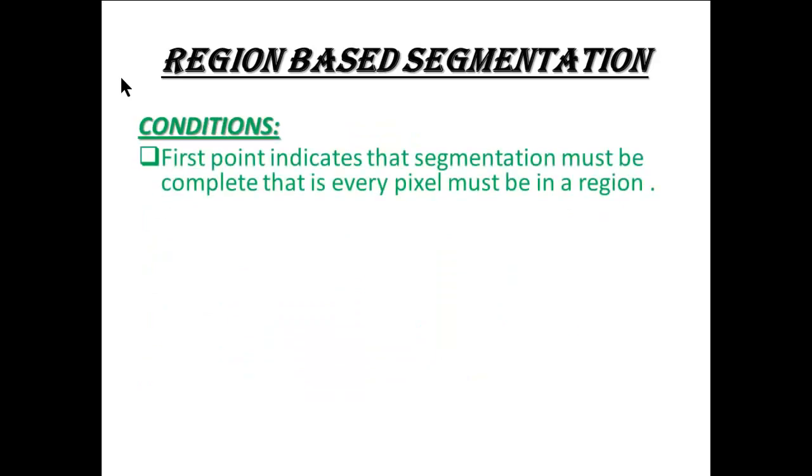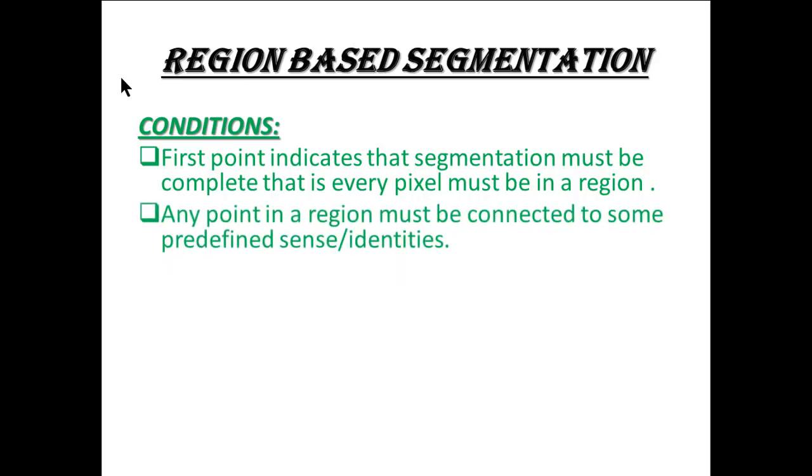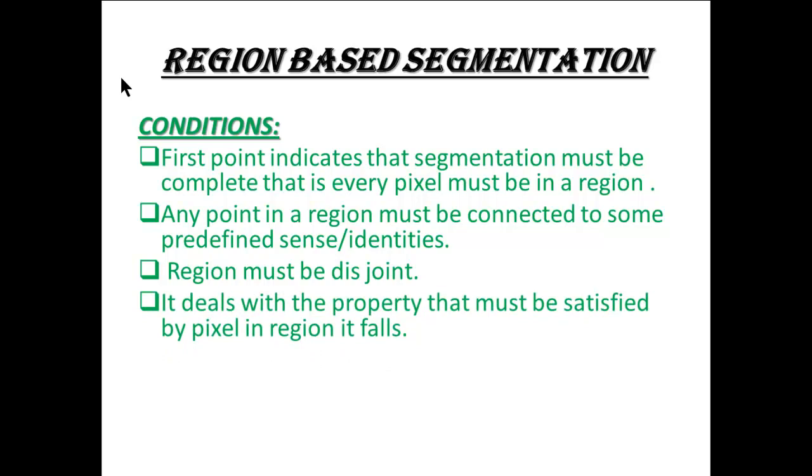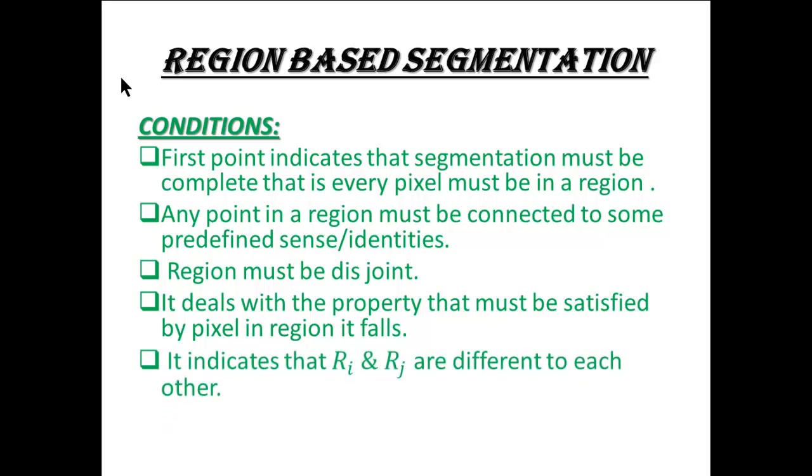Conditions. The first point indicates that segmentation must be complete, that is, every pixel must be in a region. Any point in a region must be connected in some predefined sense. Regions must be disjoint. It deals with the property that must be satisfied by pixels in a region. It is false for Ri union Rj, which indicates that Ri and Rj are different from each other.